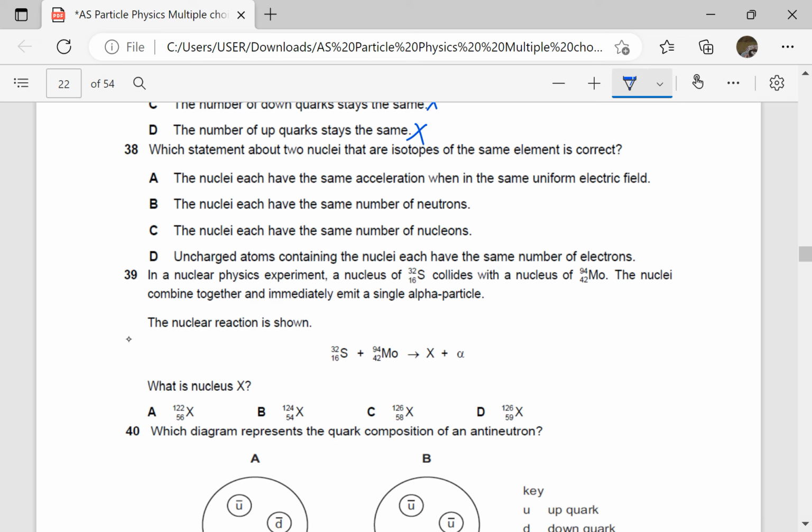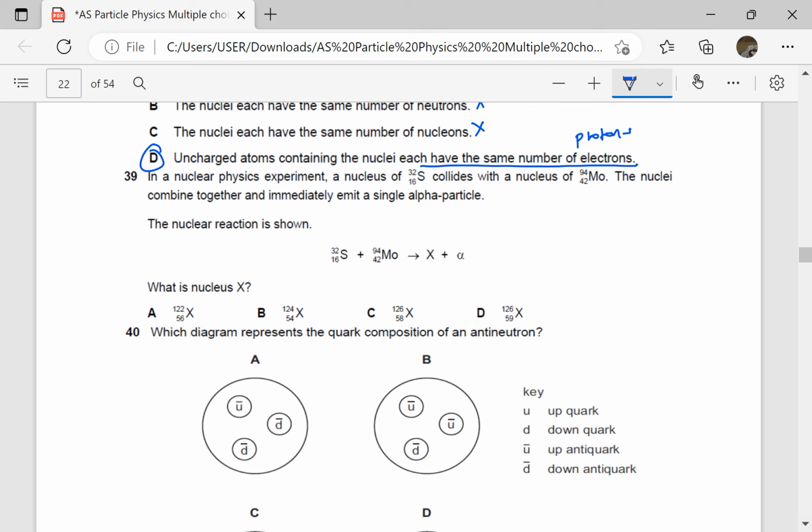Okay, same acceleration. The nuclei each have the same number of neutrons. The nuclei each have the same number of nucleons. Uncharged atoms containing the nuclei each have the same number of electrons. Same number of electrons will imply same number of protons. So those are isotopes. Therefore, the answer is going to be D.